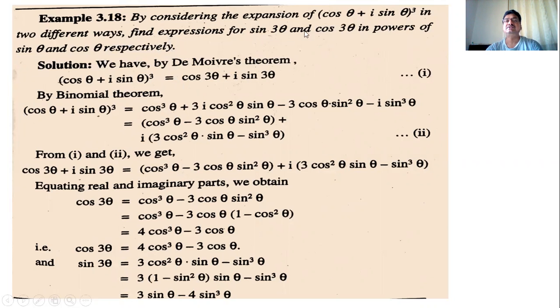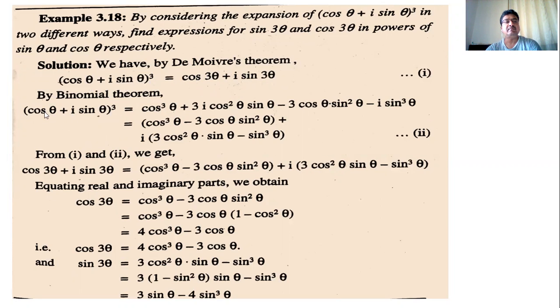That is, we have to consider the expansion of this (cos theta plus i sin theta) raised to n, here raised to 3, in two different ways. So first, by using De Moivre's theorem, (cos theta plus i sin theta) raised to 3 is cos 3 theta plus i sin 3 theta. And the second way is by using the binomial theorem.